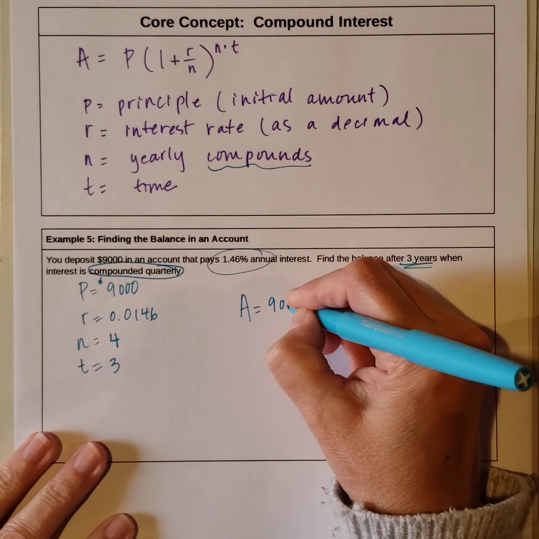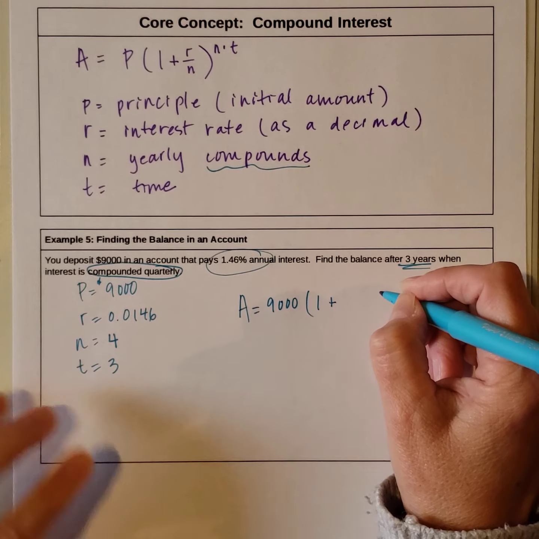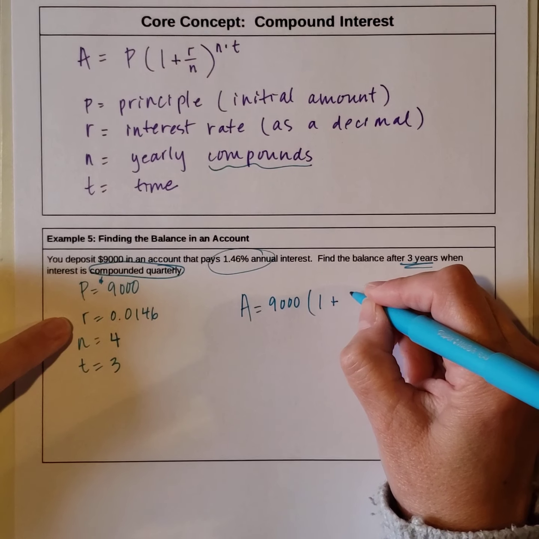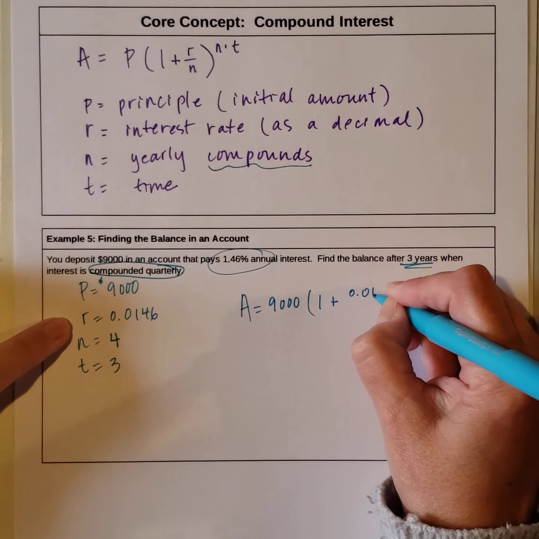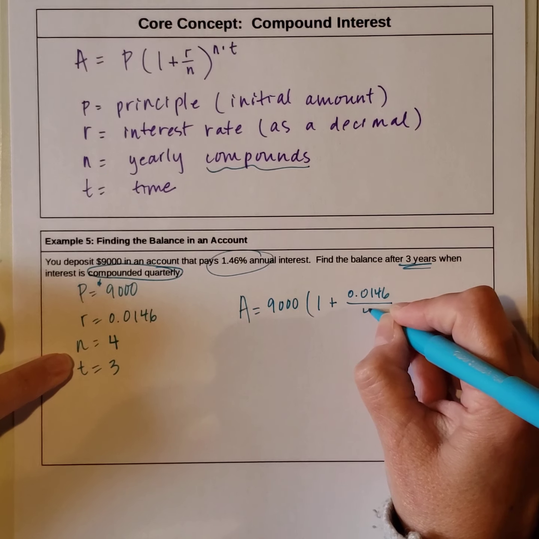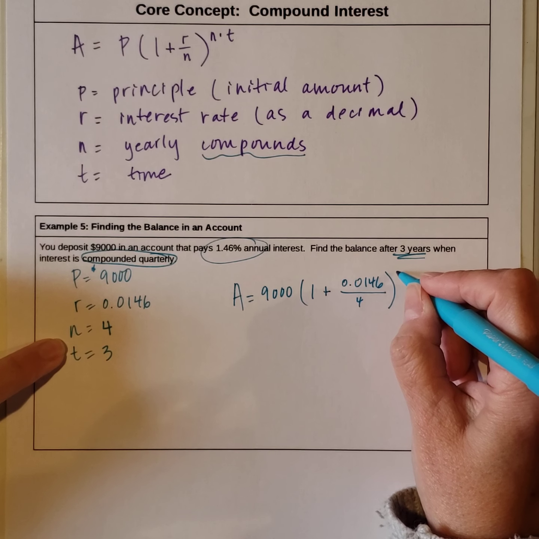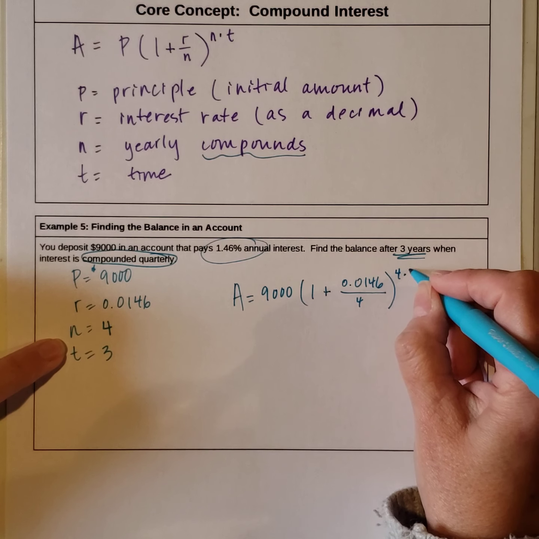So we have 9,000 times 1 plus our R, which is 0.0146, over our N, which is 4. And then we have this raised to the 4 times 3 power.